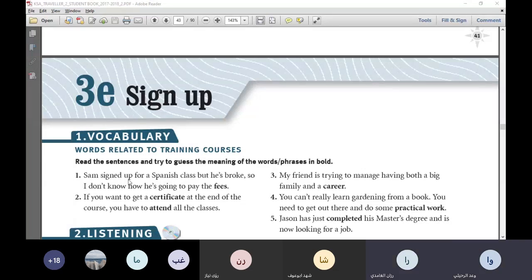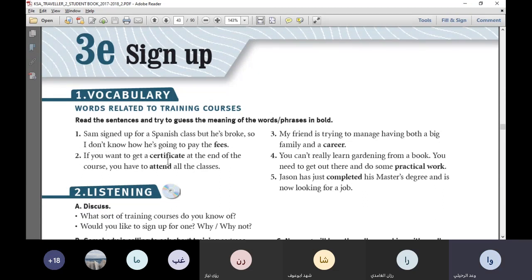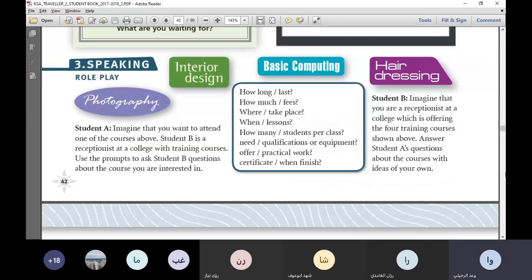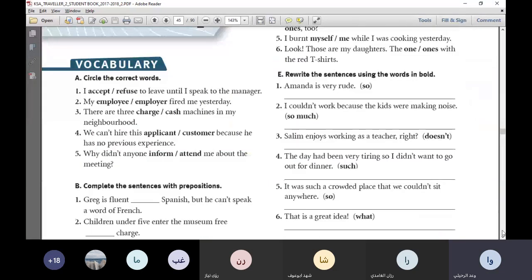Okay, now we have vocabulary I needed to study: fees, certificate, attend, completed, practical work, and career. You need to know the meaning of them in order to be able to put them in the blanks. Okay, we're done.